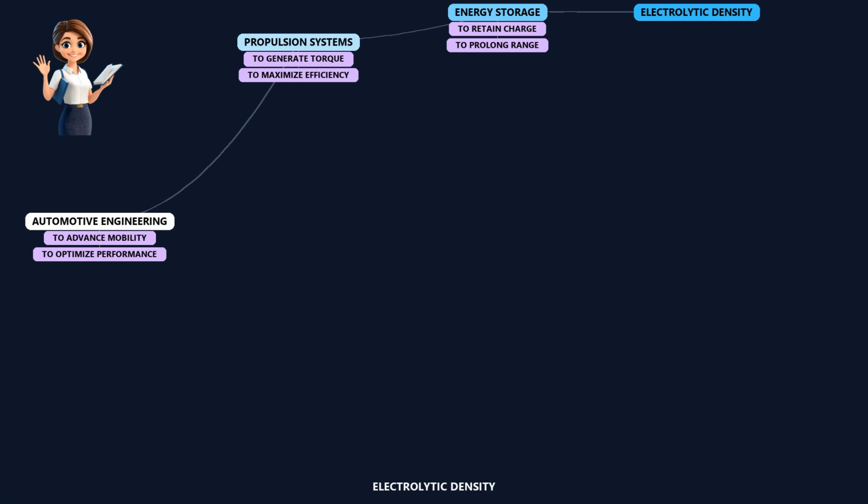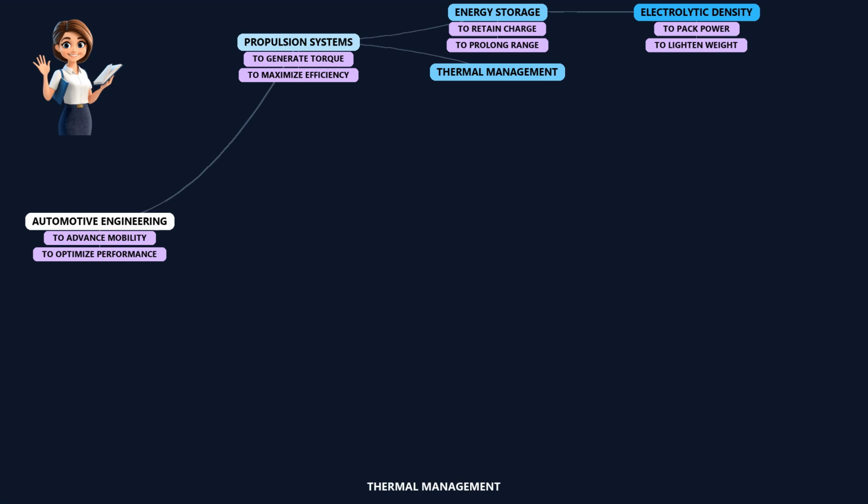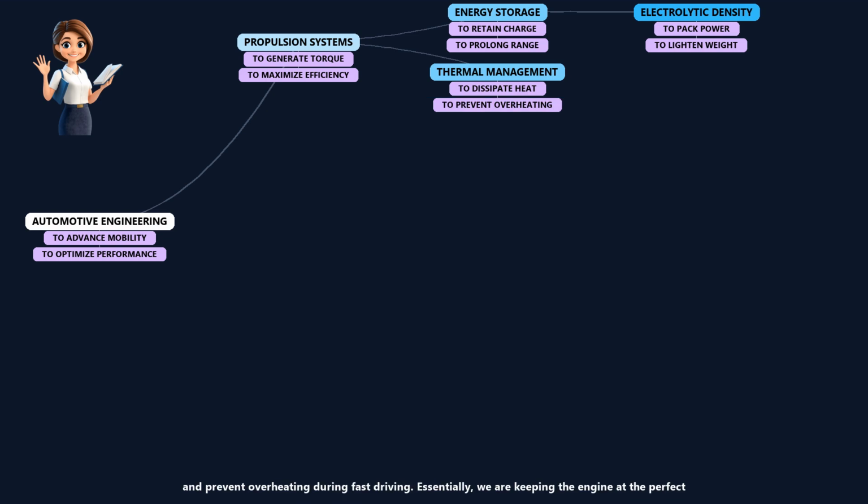Electrolytic density. Through better electrolytic density, energy storage can pack power and lighten weight for modern electric cars. To put it simply, we are making batteries that hold more energy but aren't as heavy as a piano. Thermal management. A key branch of propulsion systems is thermal management, which is used to dissipate heat and prevent overheating during fast driving. Essentially, we are keeping the engine at the perfect temperature so it doesn't get too hot.